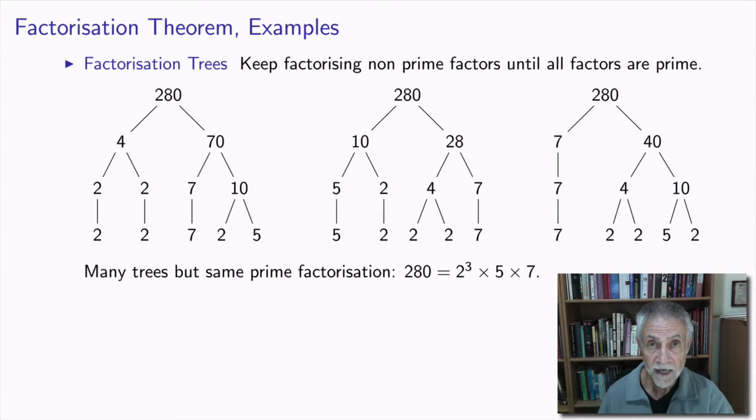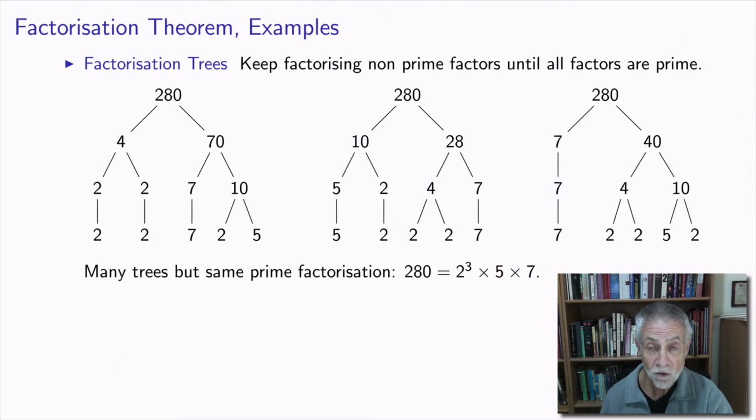Alternatively, we could proceed following the second tree. We can write 280 as 10 times 28. The 10 we can write as 5 times 2. The 28 we can write in a number of different ways, but we can write it, for example, as 4 times 7. And then the 4 is further factored into 2 times 2. And this time we get 5, 2, 2, 2, 7. But notice that it's the same, after we rearrange the smallest primes first: 2 cubed, then times 5, and then times 7.